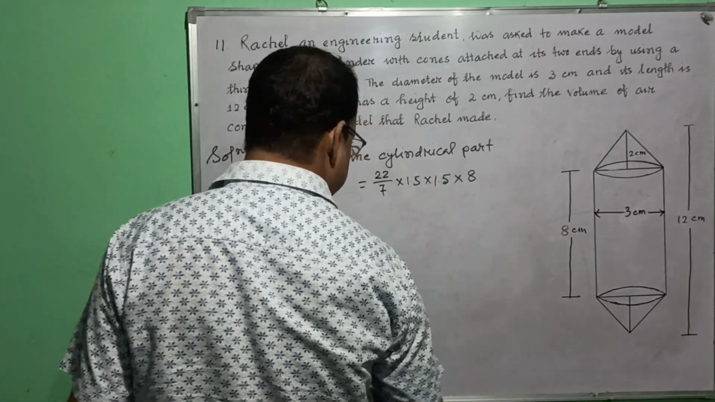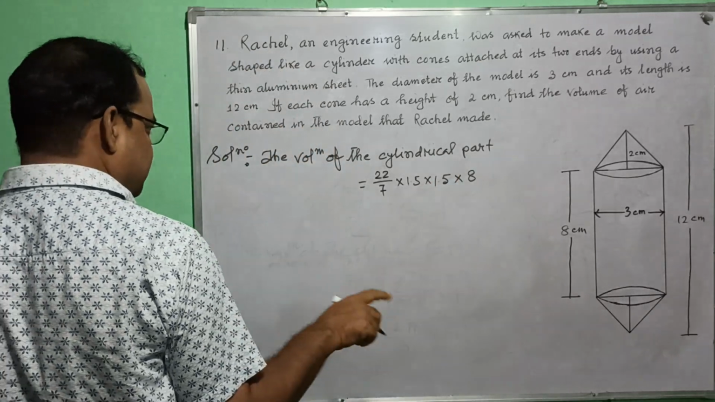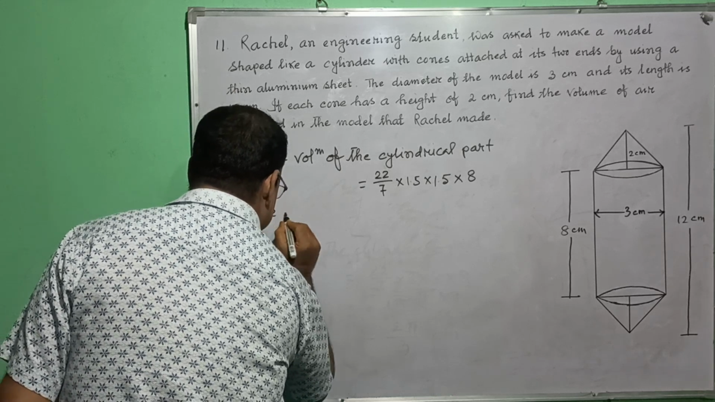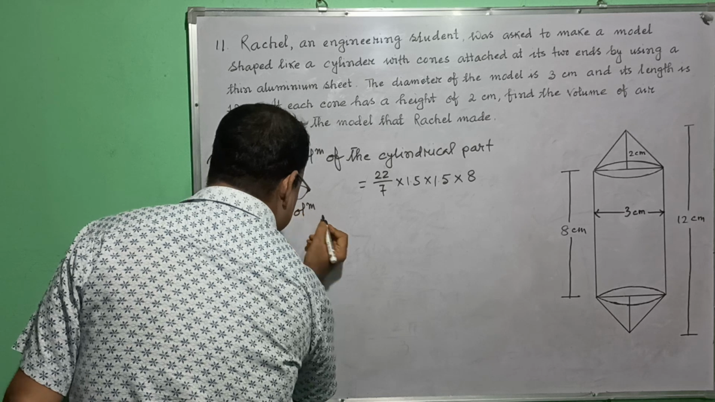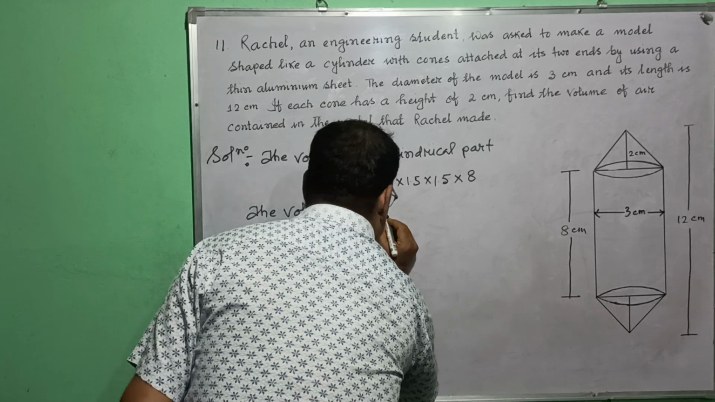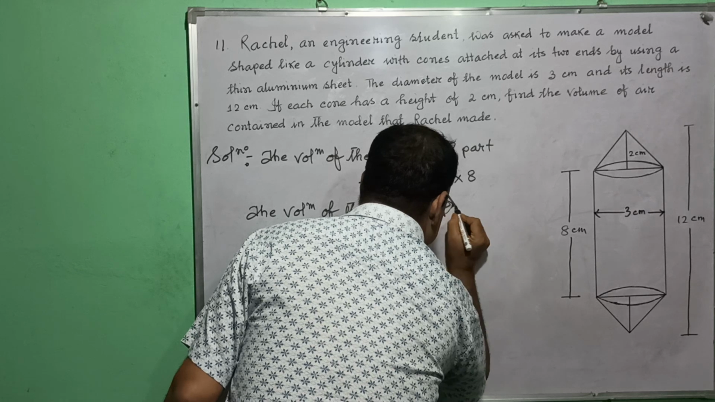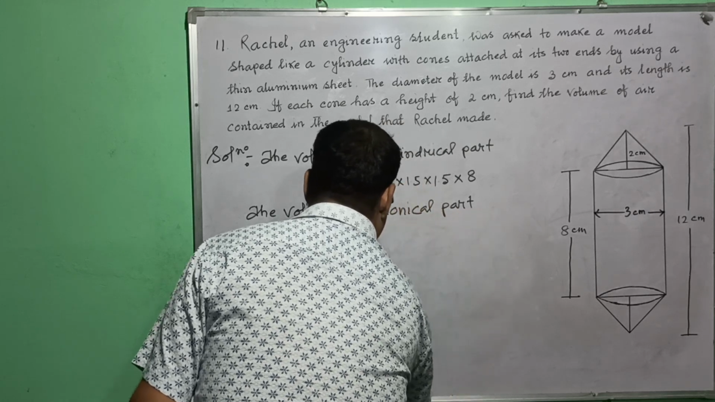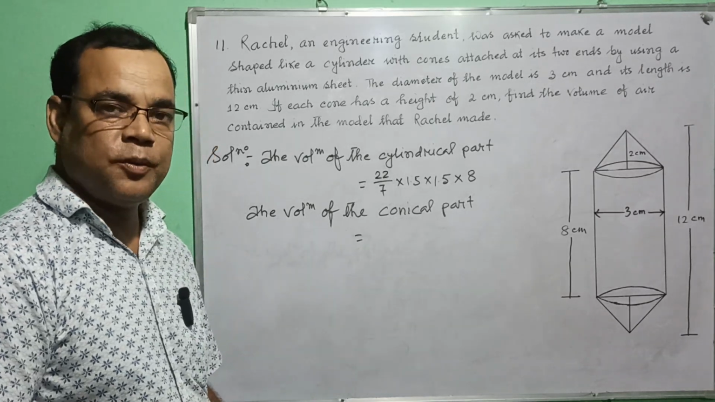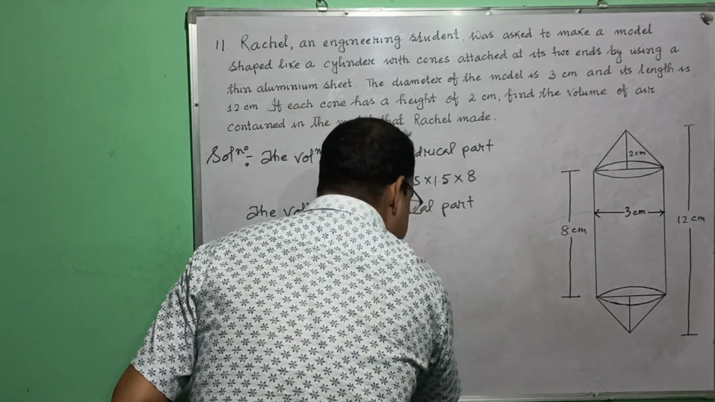Now here it is not divisible, so we can let it be like this. So later on we'll calculate it. The volume of the conical part, now we'll write conical part equal. So you can see here two identical cones are there at the two ends. So we'll multiply by 2.